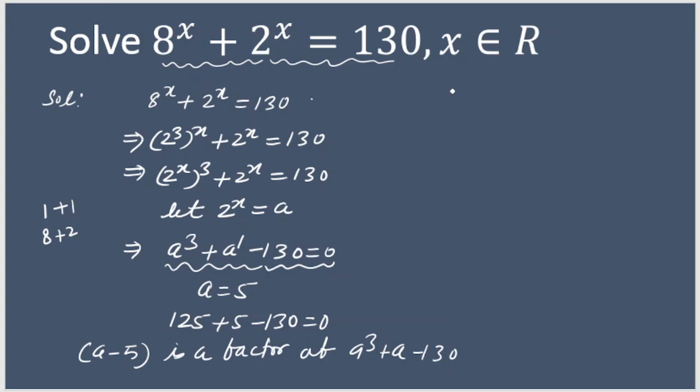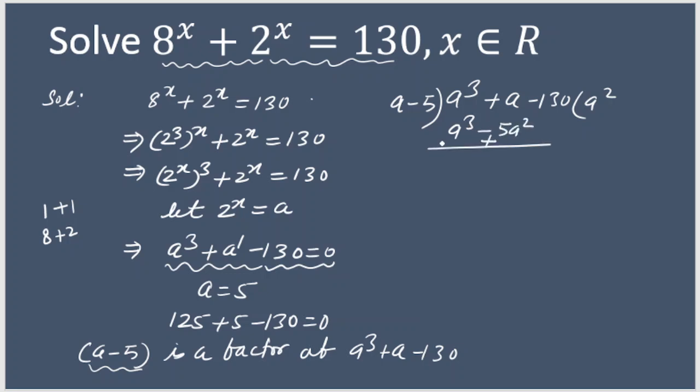Now to get the other factor, if you are smart enough you can directly write it, but I consider that you are a beginner, so I am going to divide using the long division method. Since a minus 5 is a factor, a minus 5 will divide this polynomial. To divide it I will take a square here, so it will become a cube minus 5a square, and then I subtract, so it will be plus, it will be minus, a cube and a cube will be cancelled.